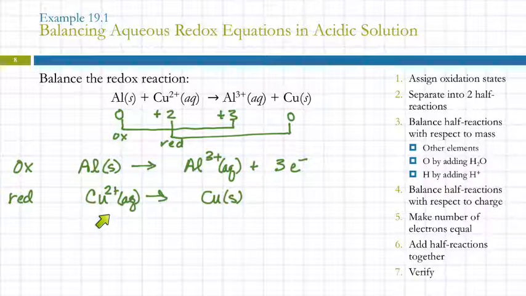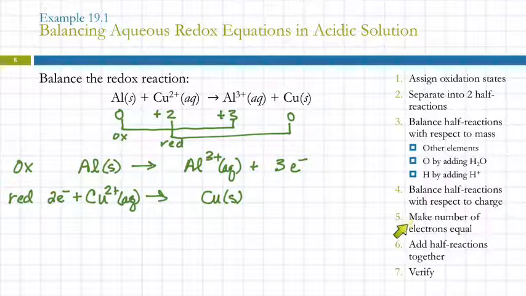Here I've got the positive charge on the left and 0 charge on the right. So I need to add the electrons on the other side. I need 2 electrons here. So -2 and +2 adds up to 0, and that's 0. Everybody okay with that?